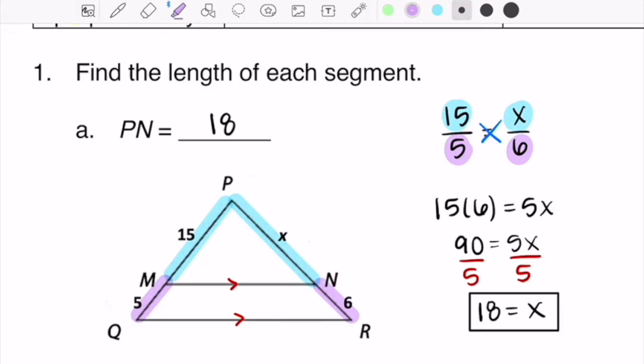We multiply our cross products. So 15 times 6 gives me 90, and then 5 times x gives me 5x. I set those cross products equal to each other because that's how I solve a proportion, and then I divide both sides. So for this one, I would get x equals 18, and x is the length of segment PN, so that's our answer for this question.